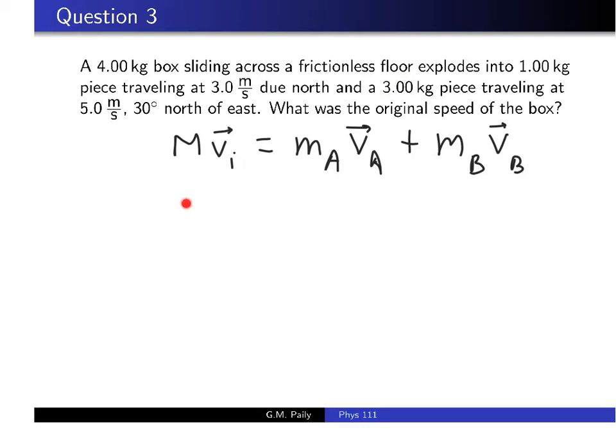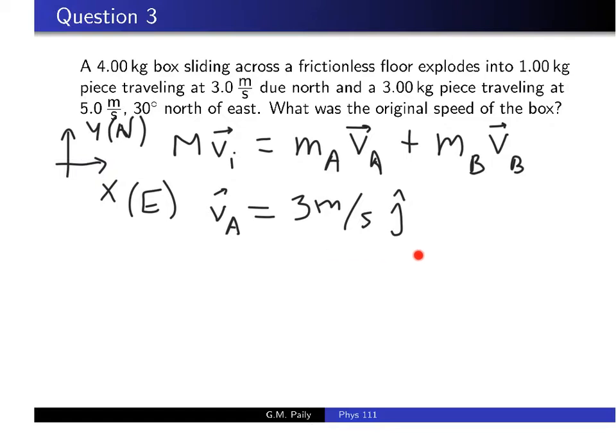We've set up the equation, but again remember, the velocities are vectors, so we need to write these velocities as vectors in unit vector notation. We will set up the usual coordinate system, where north is in the positive y direction and east is in the positive x direction. Using this coordinate system, we see that the velocity of piece A is 3 meters per second j hat, since it is sliding due north.